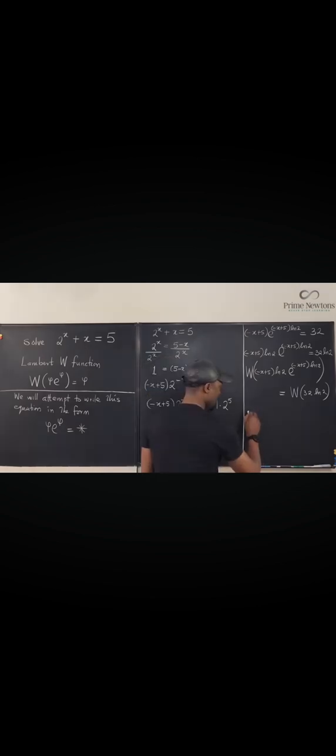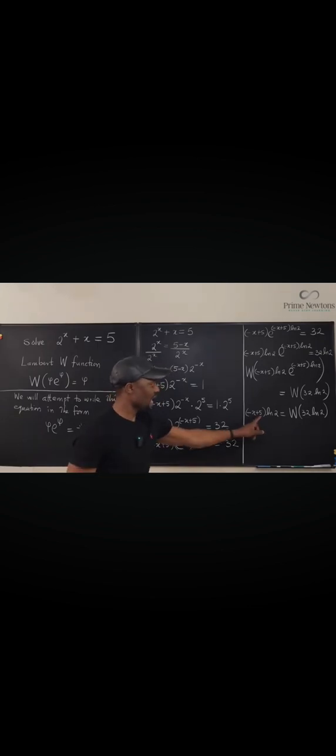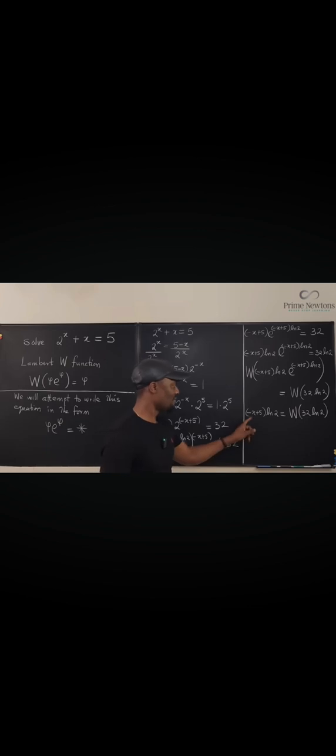Therefore, we have negative x plus 5 ln of 2 will be equal to the W, or the product log, of 32 ln 2. So I'll just keep calling this the product log, or the W. Okay. So how do you get x? We know how to solve for x. Divide both sides by ln 2, and then we're going to put a minus sign, and then we're going to subtract 5. That's it, right?